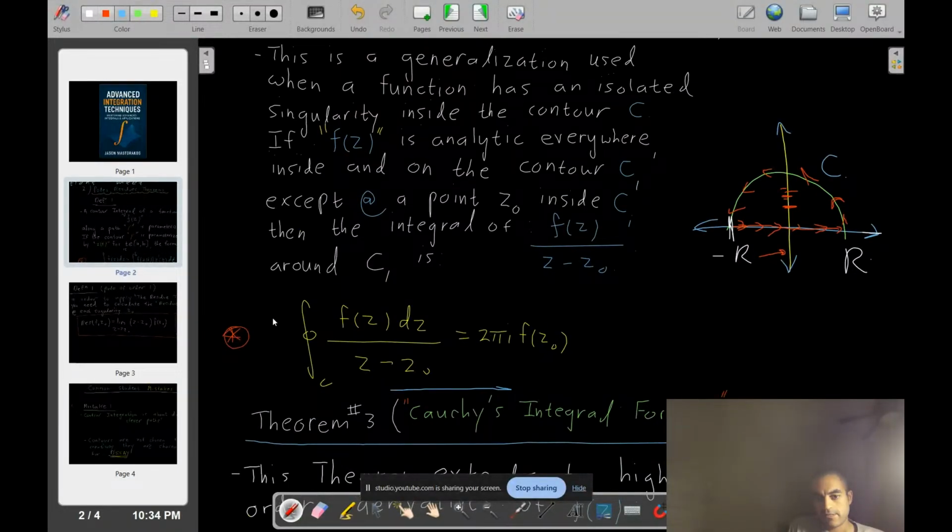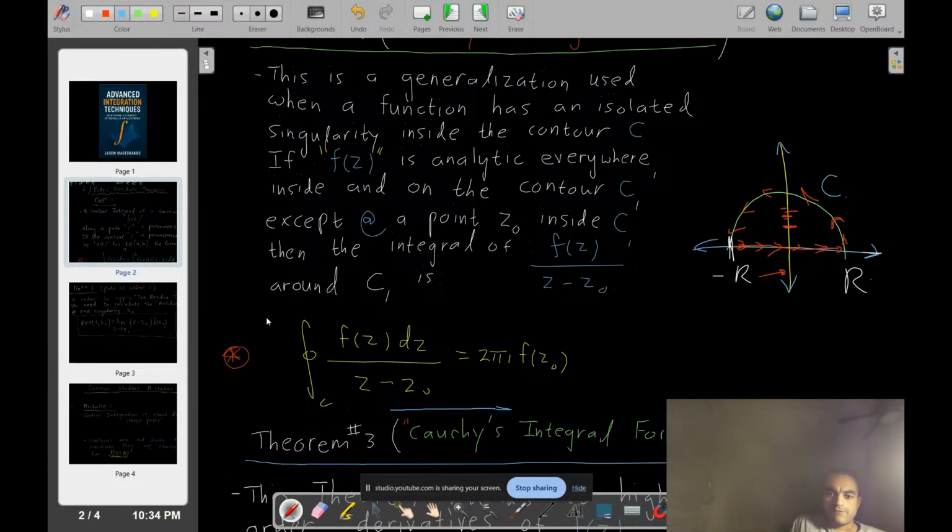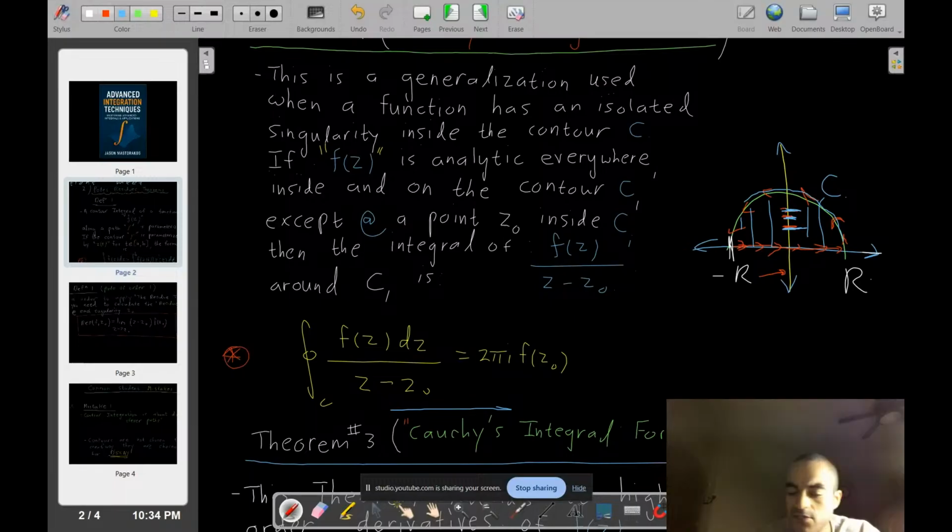So the thing that I highlighted here is very important. Again, if f of z is analytic everywhere inside, so it has to be analytic inside here, inside and on the contour, that means even on the path, and on the contour C, except at a point Z0. That means everywhere except for these parts here. These parts here are the poles, and Z0 represents the pole, or the singularity, you can say.